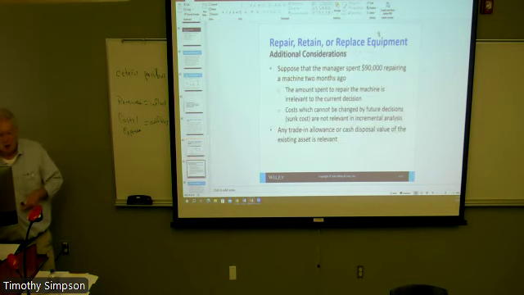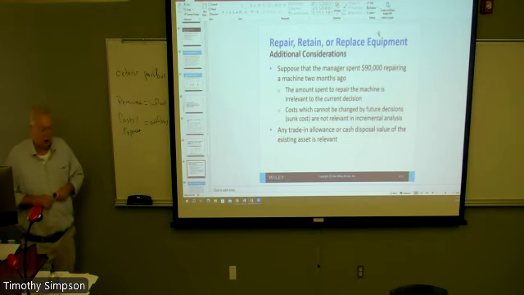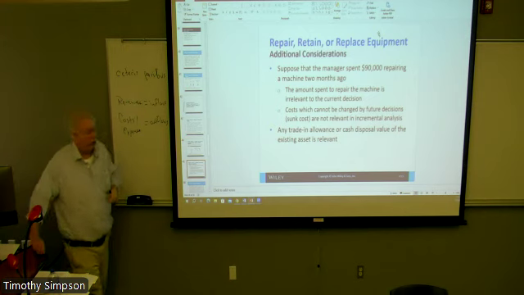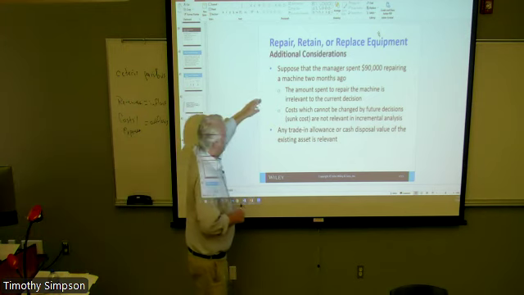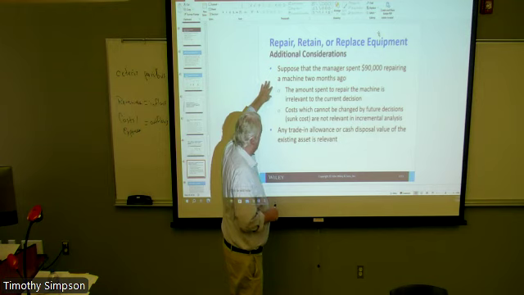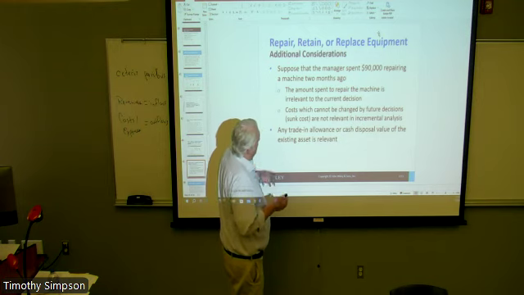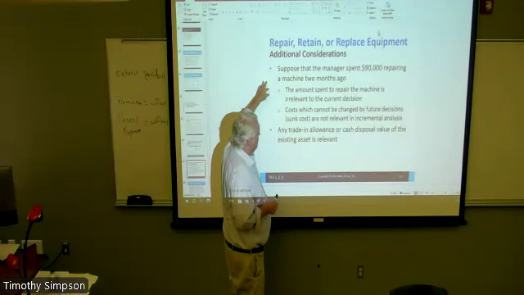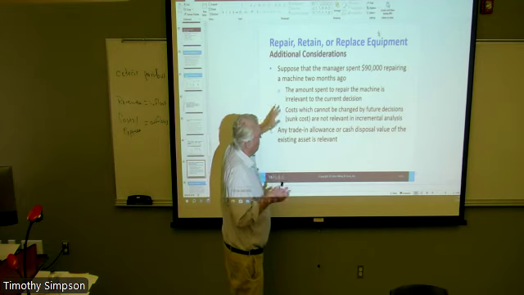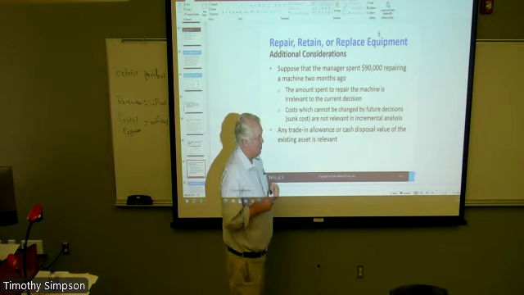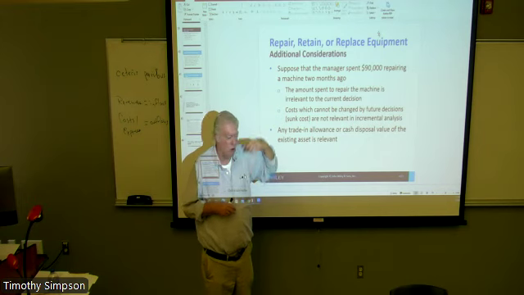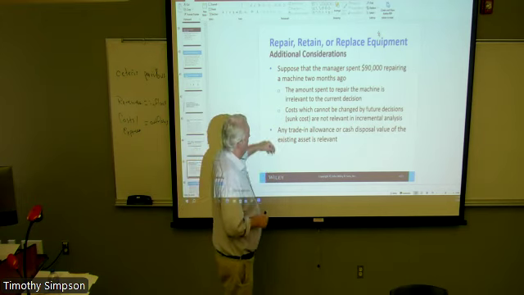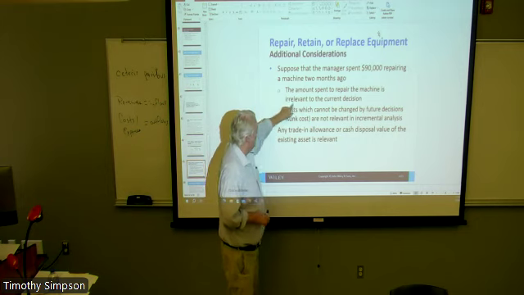Okay, well, what the authors like to do here is say, okay, we have the one scenario, but what if things are different? In this case, suppose the manager spent $90,000 repairing the machine 2 months ago. What does that mean? Well, it's 2 months ago, and they spent repairing a machine. This is not hard for us to understand. Any cost of repair you've incurred, whether it's on your car, your house, your gutters, your roof, whatever, it's done, it's gone, it's not coming back. So it's not relevant, it's an irrelevant cost.